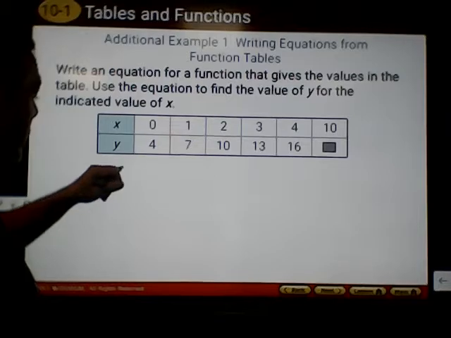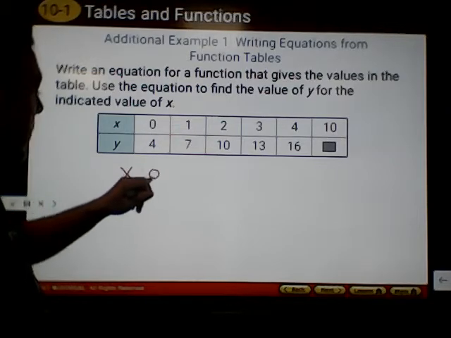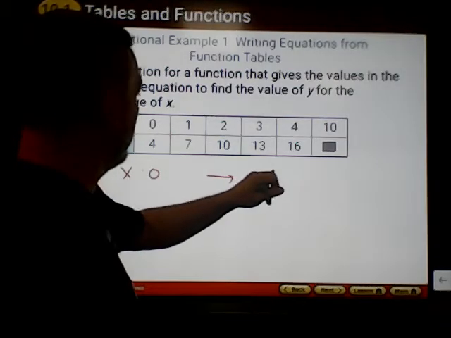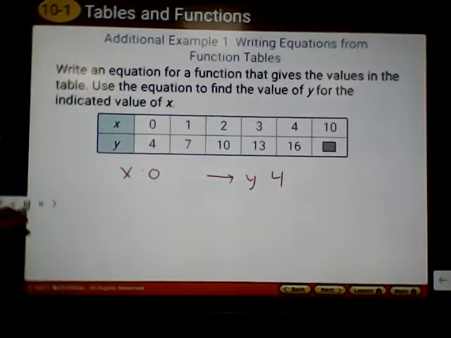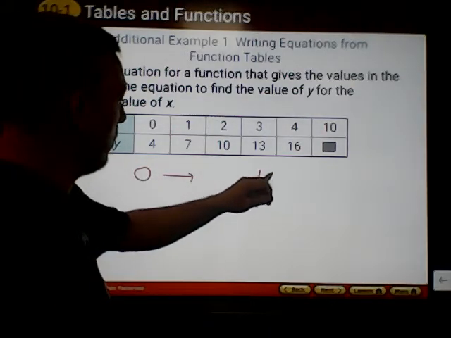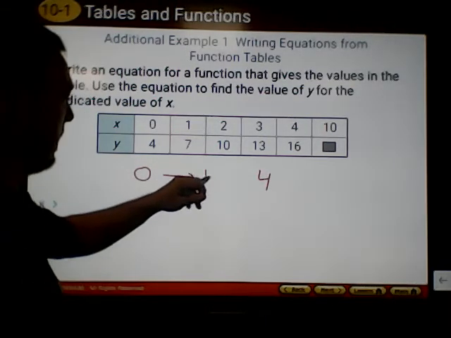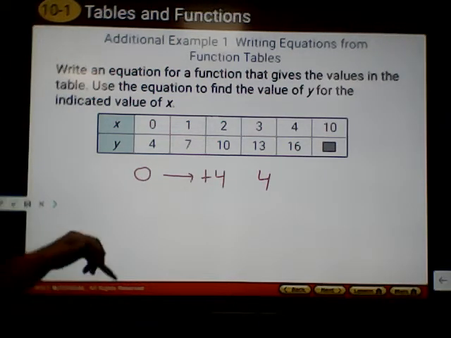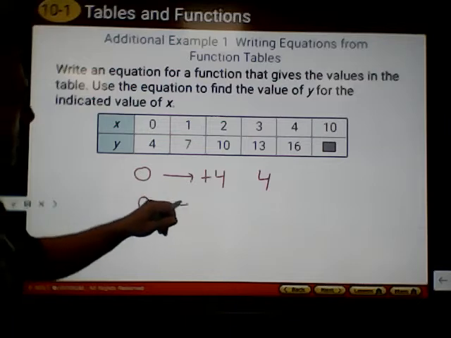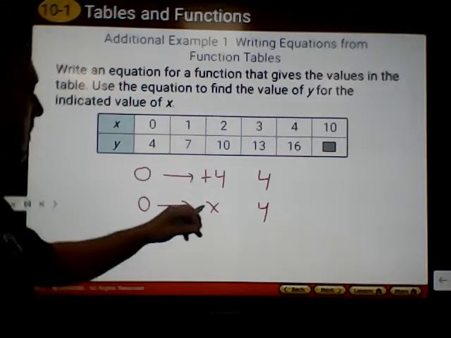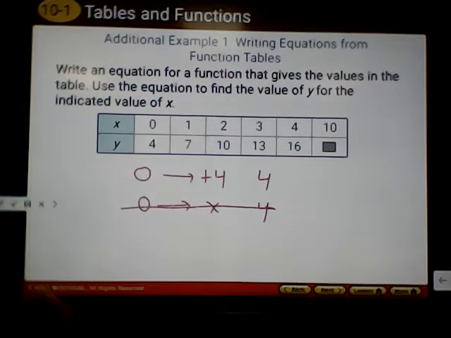The easiest way to do this is start with your x. If my x is 0, what operation can I do to get to my y of 4? So if x is 0, how can I get to 4? Well, one method is to add 4. 0 plus 4 is 4. And the other method would be to multiply. Can you multiply anything to get 4? No, you can't multiply anything to get 4. 0 times anything is 0, not 4.